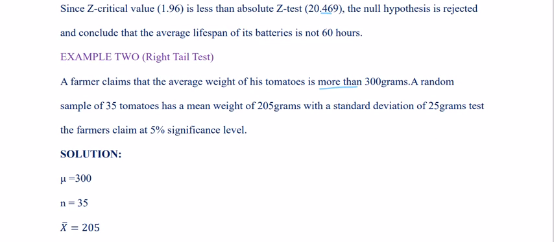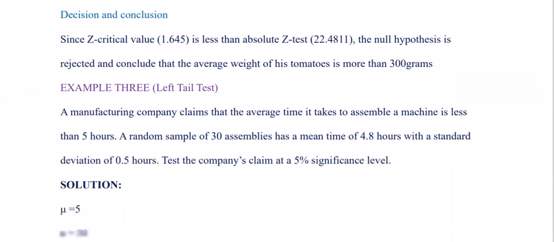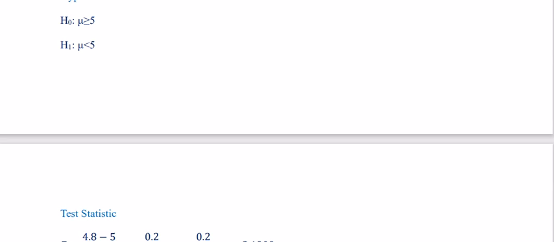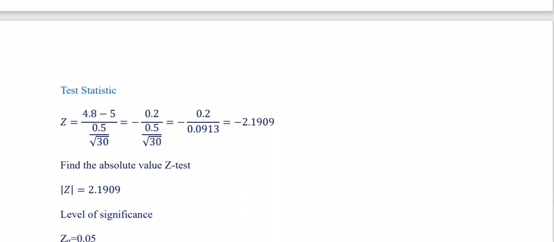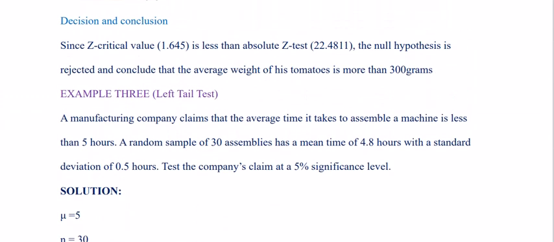So then furthermore, the next question is about the left-hand test. As you can see, the sample 3. Left it there. Let's follow the question. A manufacturing company claims that the average time it takes to assemble a machine is less than 5 hours.